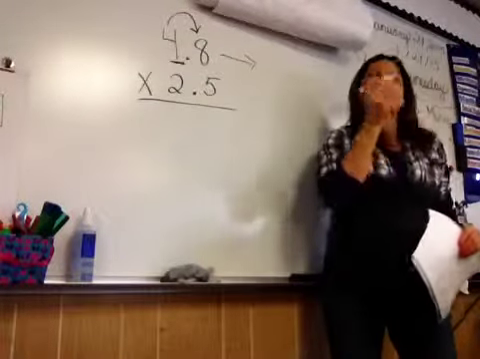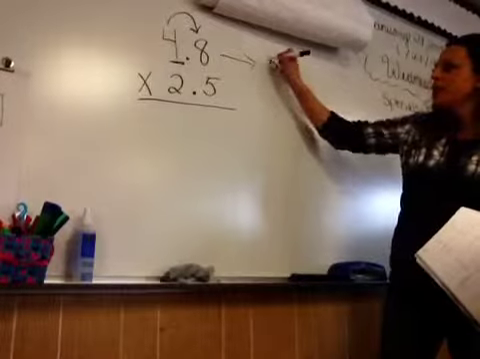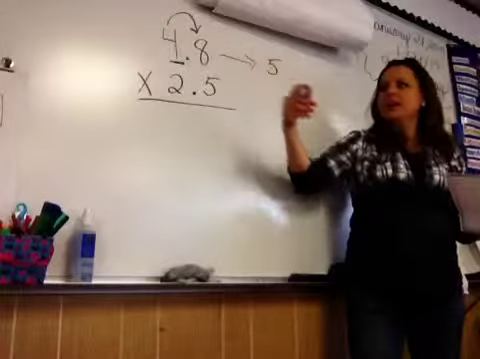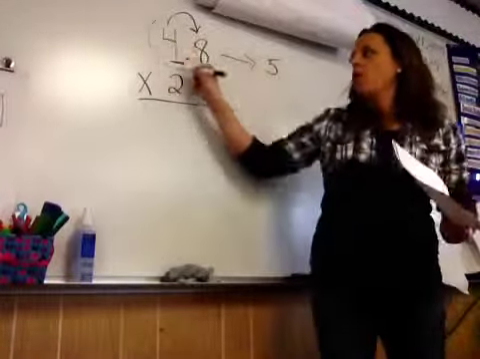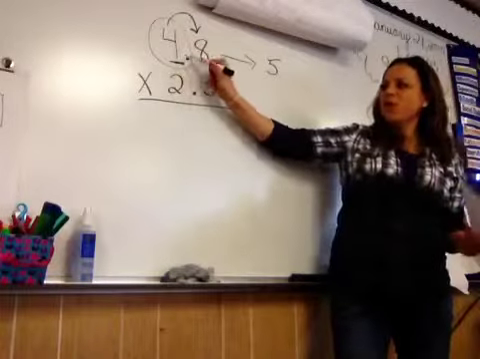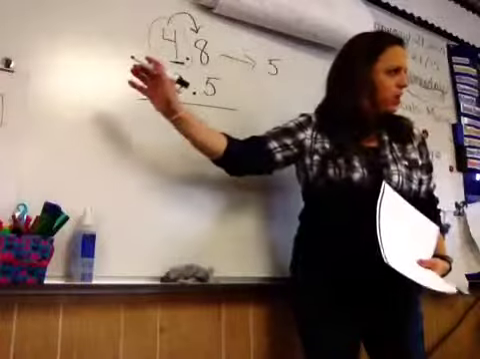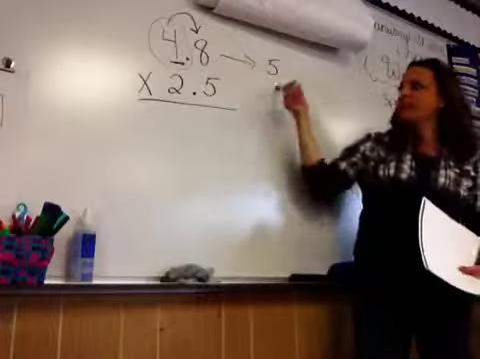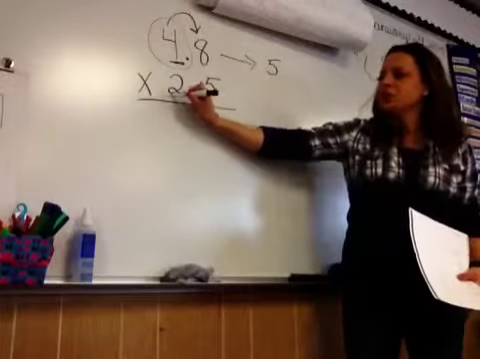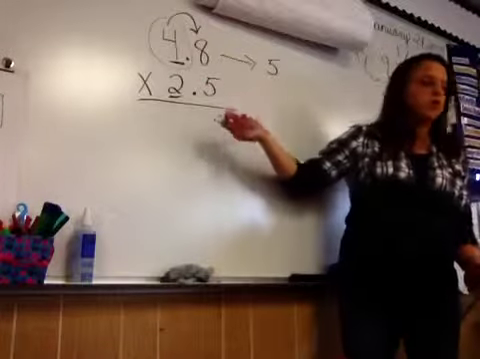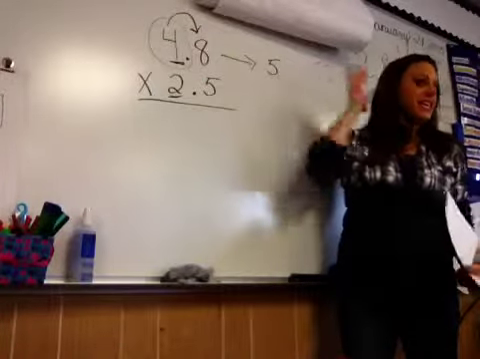5. Okay, if we think about what this number really is, it's the whole number 4, and we're thinking, is 4.8 closer to 5, or is it closer to 4? 5, right? Okay. So now let's look at 2.5, or 2 and 5 tenths.